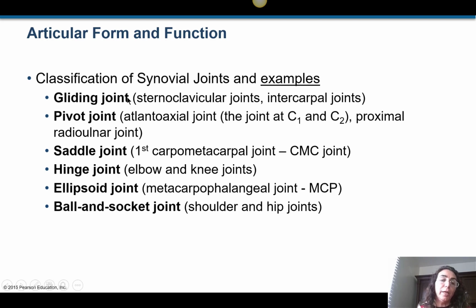The first type is called the gliding joint. In the same way that we had the linear movement, one type is called the gliding joint. Sometimes these gliding joints are called planar joints, like a plane, because they are moving in a plane, right? So gliding joint and planar joint are the same, just two names. Examples include the joint between the clavicle and sternum, the sternoclavicular joint, or the joints between the carpal bones, the intercarpal joints. Those are just gliding joints.